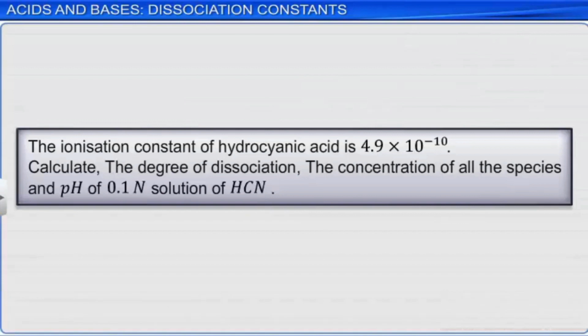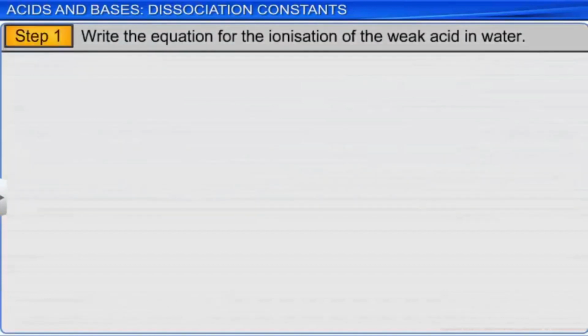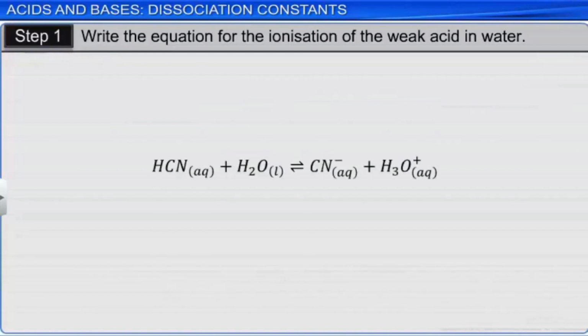The first step in solving this problem involves writing the equation for the ionization of a weak acid in water. The equation for the ionization of hydrocyanic acid in water is HCN (aq) plus H2O (l) in equilibrium with CN- (aq) plus H3O+ (aq).